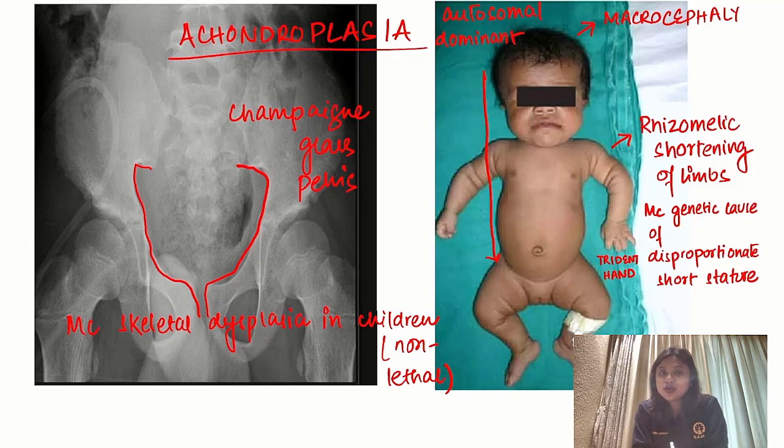So what is the most common lethal skeletal dysplasia in children? You just need to remember the name. You might have read in radiology class, most common lethal skeletal dysplasia in children, where the femur is shaped like a telephone, right? Telephone shaped deformity of femur is found in that. The most common lethal skeletal dysplasia in children is thanatophoric dysplasia.